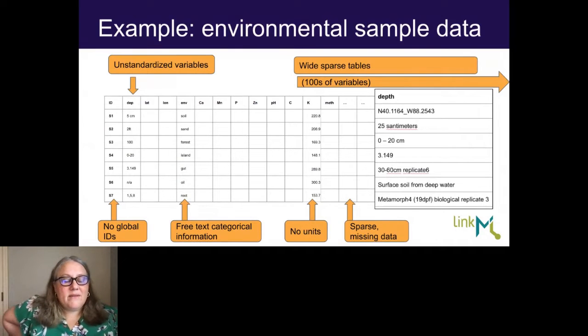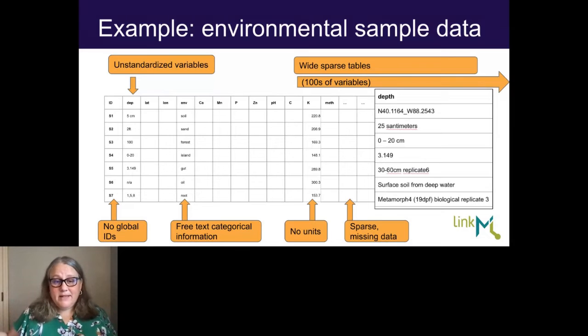So for example, this is a real life data example that we just dealt with in the National Microbiome Data Collaborative. It's another project that our group works on, and you can see that this is real data, right? It's captured in a spreadsheet. It has unstandardized variables. It doesn't use global IDs. There's free text categorical information here, which means that we could enter any data there without any kind of validation. We have these really wide, sparse tables with hundreds of variables and no units.